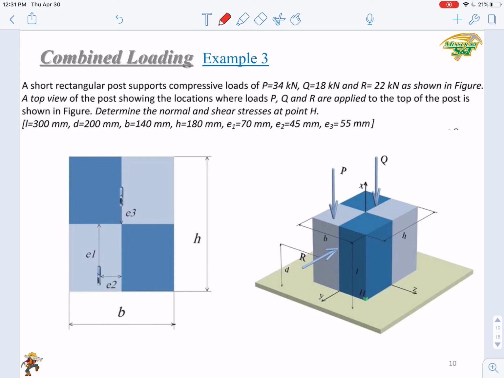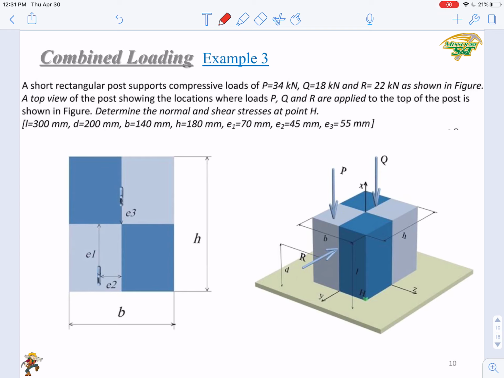Example 3. So this is a 3-dimensional complicated case. A short rectangular post supports compressive loads of P, Q, R, 3 forces, as shown in the figure. A top view of the post showing the locations where P, Q, and R are applied to the top of the post is shown in this figure too. And determine the normal and shear stresses at point H.